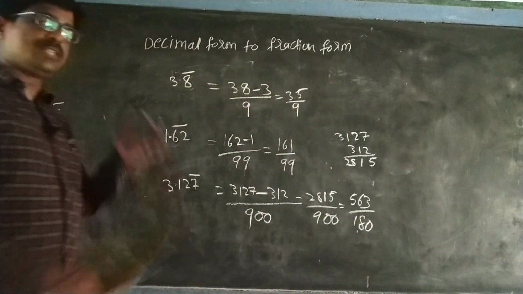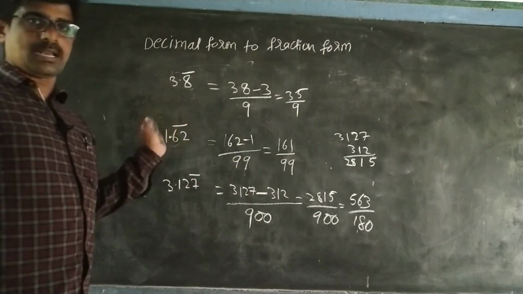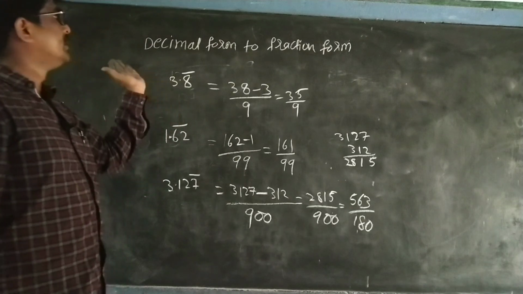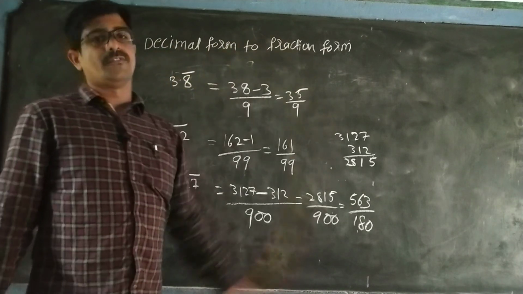Whenever you are doing competitive exams, you use this shortcut method. In regular school classrooms, you follow the regular method. This is the method or concept of decimal to fraction form.